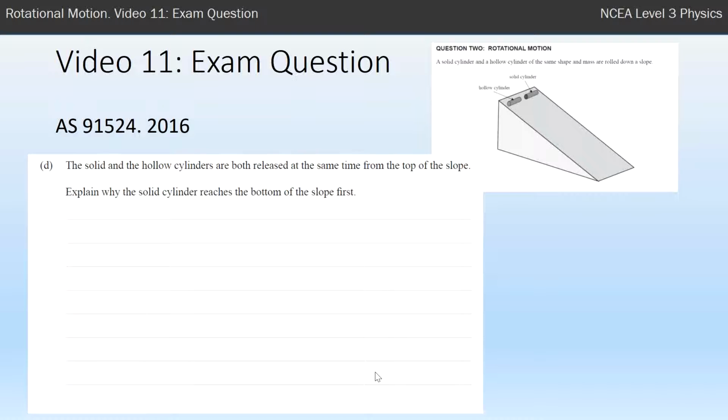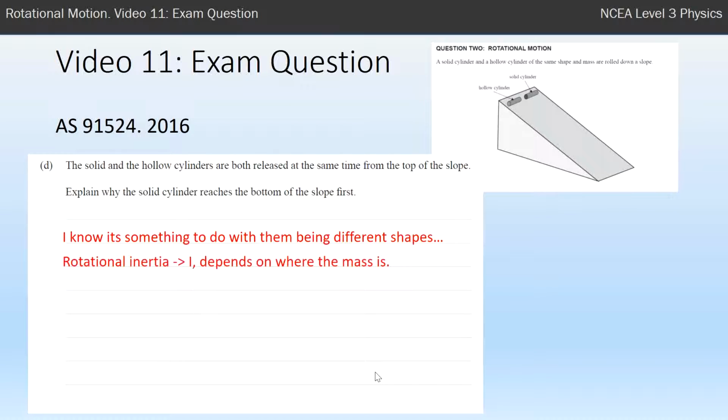So we're looking at a difference between the hollow and the solid cylinders. My first thinking is it's something to do with them being different shapes. One's hollow and one's solid. So then I think, what have I learned in physics about rotational objects that are different shapes? That's rotational inertia.